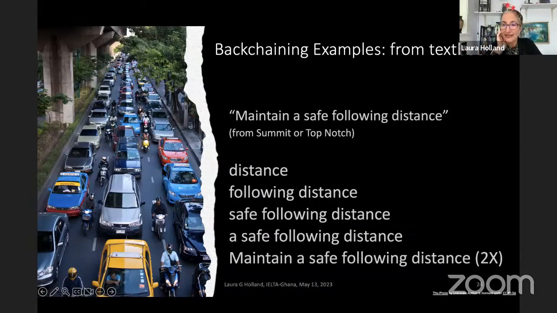Maintain a safe following distance. Maintain a safe following distance. Maintain a safe following distance.